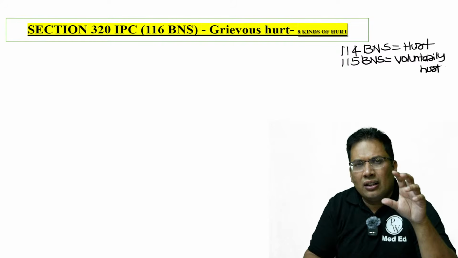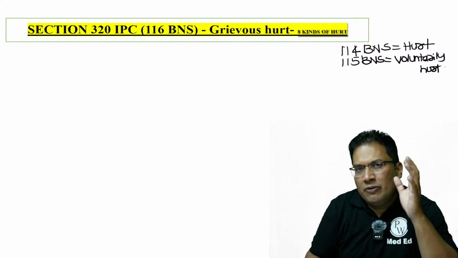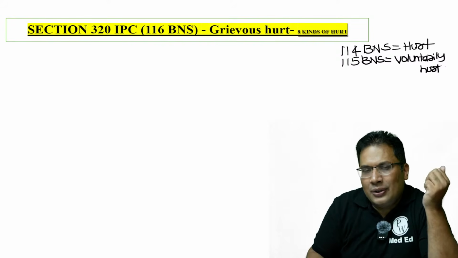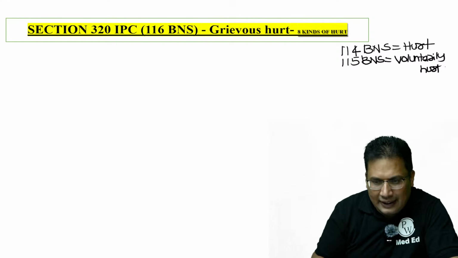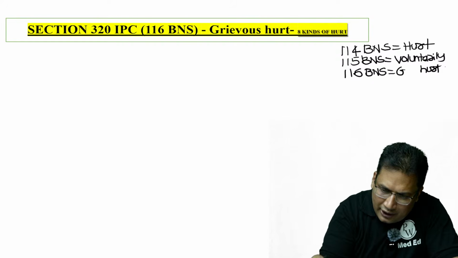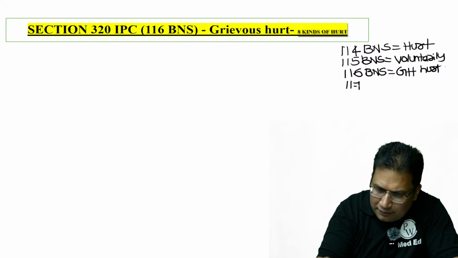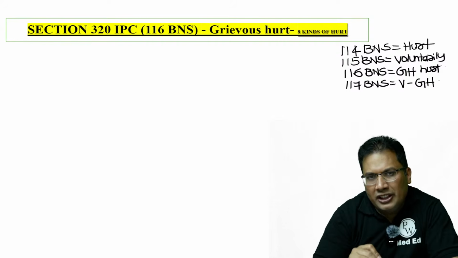So try to understand the definition of hurt. In general, simple hurt, that is 114 BNS. The same thing, voluntarily causing simple hurt, that is 115 BNS. Okay, very commonly asked in the exam. What is 116? That is grievous hurt. 117, voluntarily causing grievous hurt, VGH.